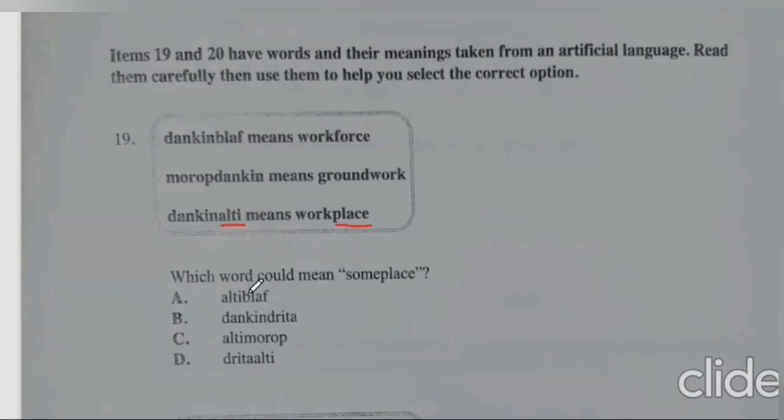So let's look for a solution that has alti at the end. That could be the correct option. So we have this one, alti bluff. We don't have alti at the end. Dankin Drita, alti morop, and Drita alti. So this one could mean someplace. As you can see, they have the same ending.